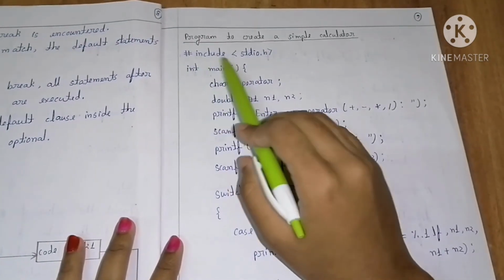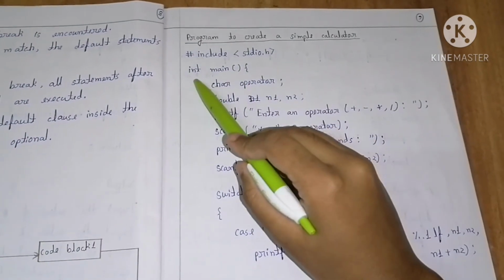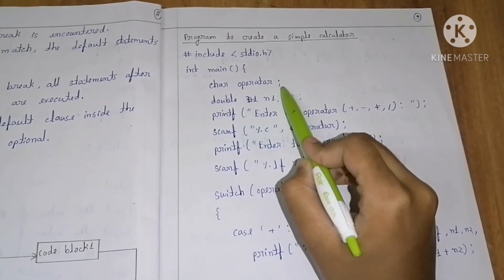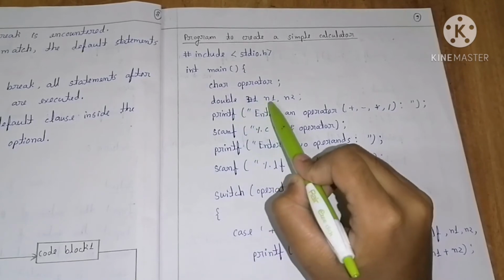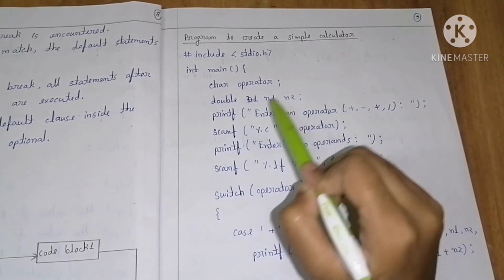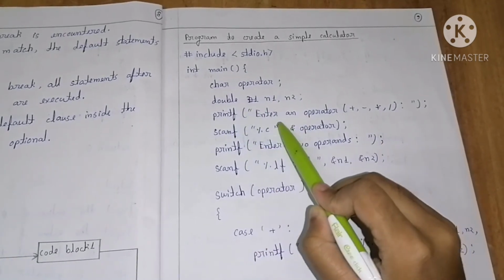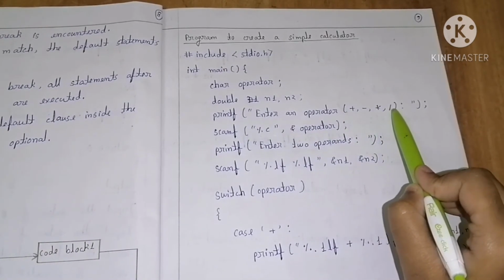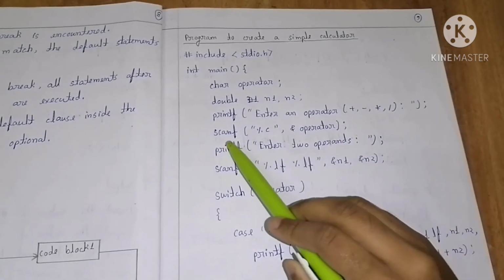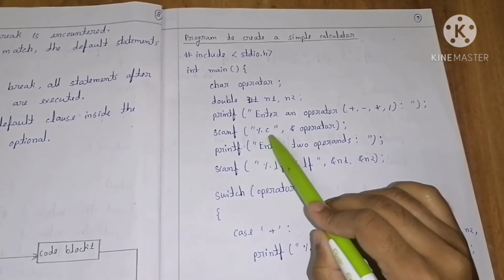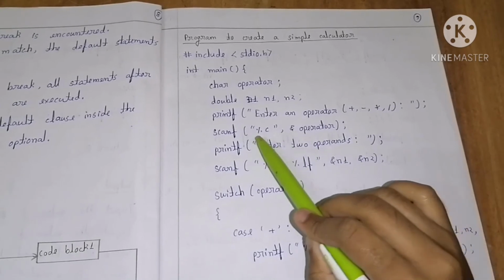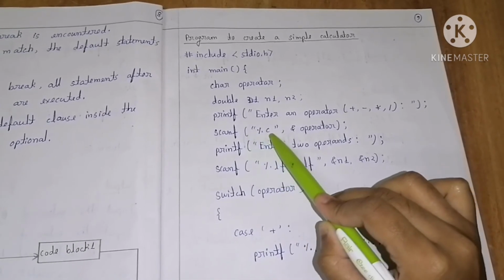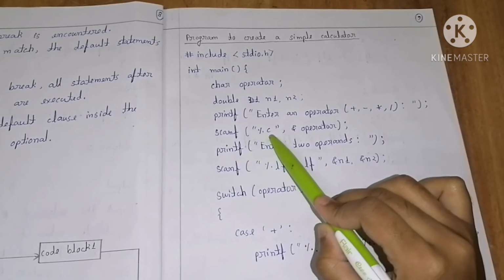First hash include stdio.h, then int main open parenthesis, char operator semicolon, double n1 comma n2 semicolon, printf enter an operator plus minus multiplication or division colon, then scanf percentage c comma and operator. Here we are using percentage c because we want to get an output as character, so we are using c.